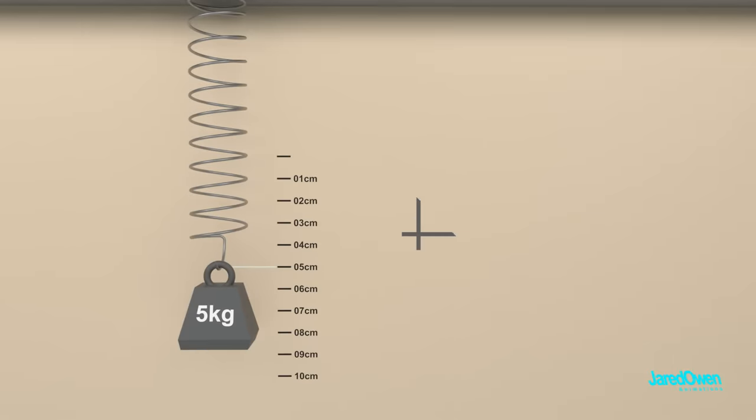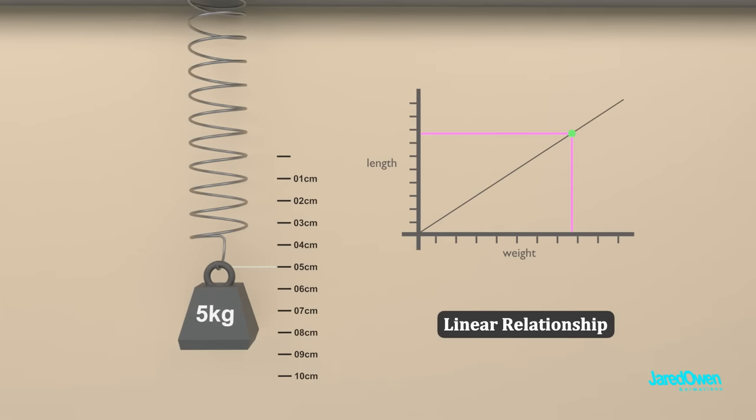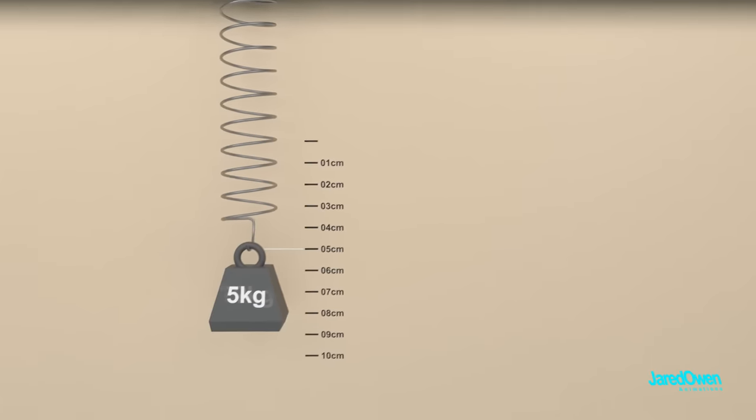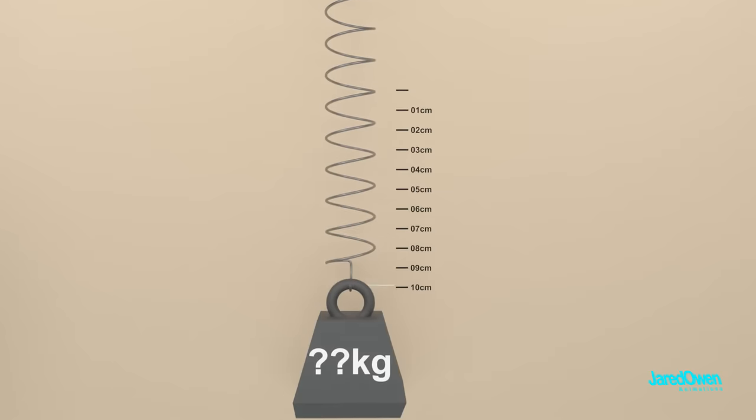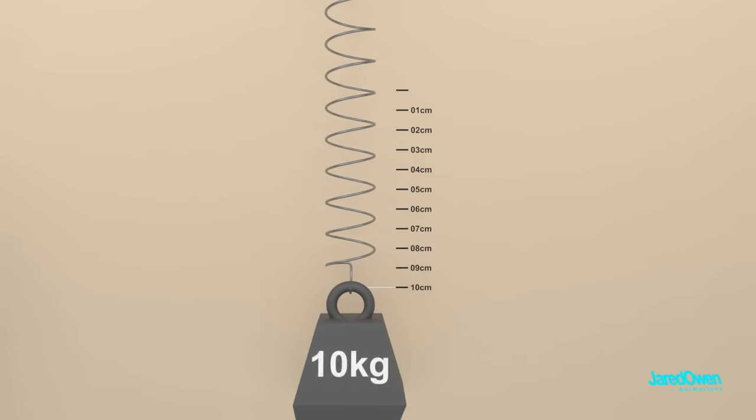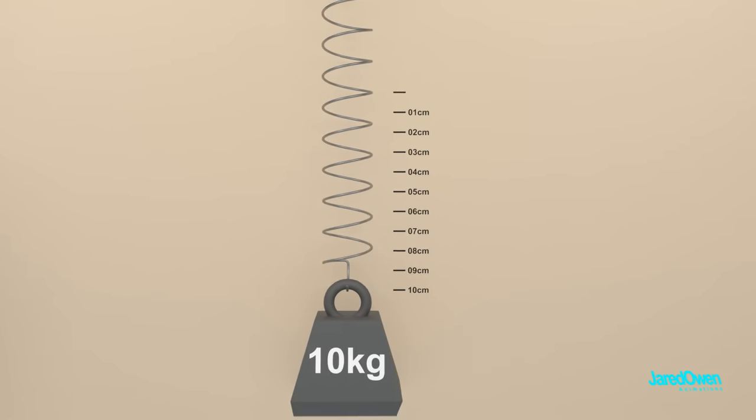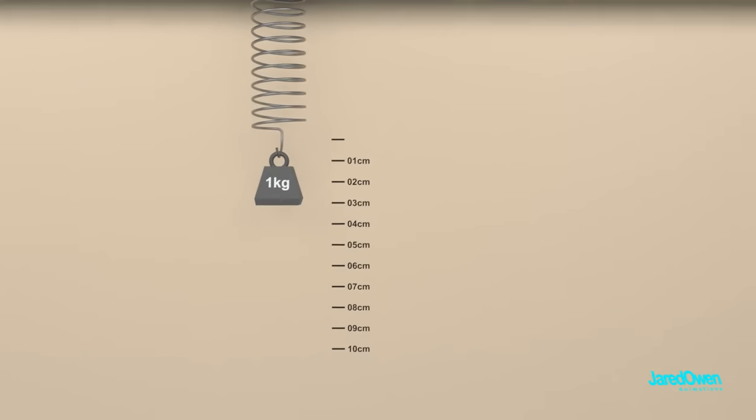If you put it on a graph, then it's a straight line. Or in other words, it's a linear relationship. This means it's predictable. We can now use the spring to determine the weight of an object. Figure out how far the spring stretches, which will then tell us the weight of the object. For this spring, the numbers are easy. 1 kilogram for every 1 centimeter.